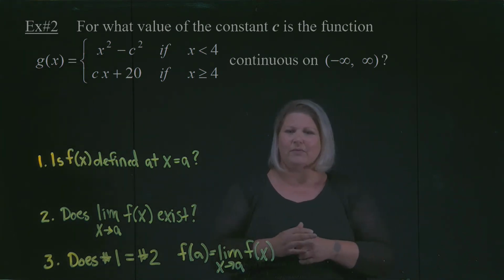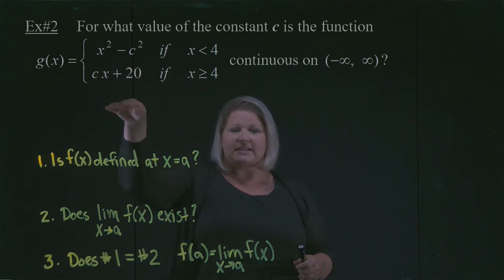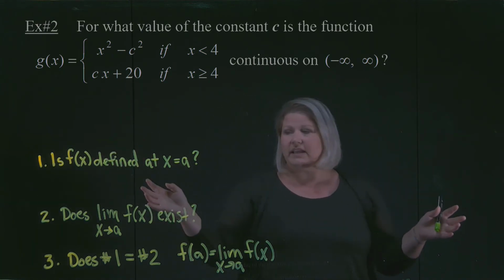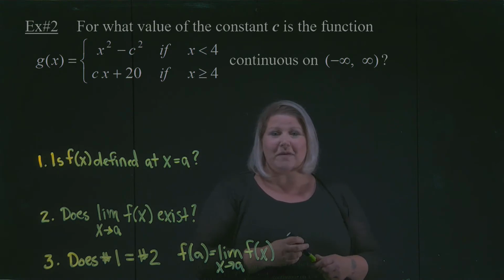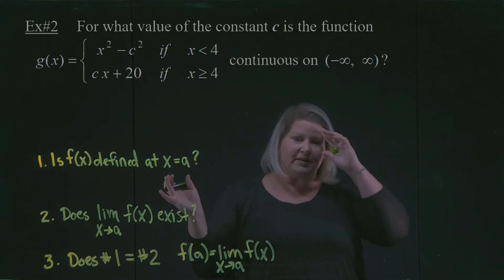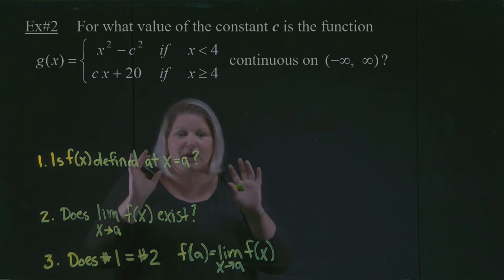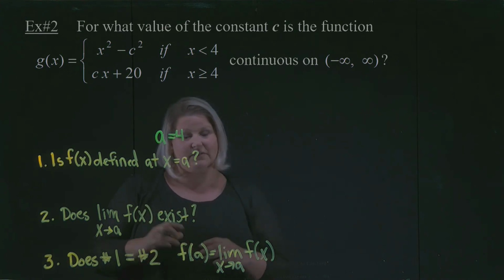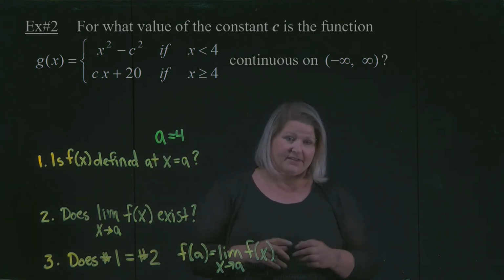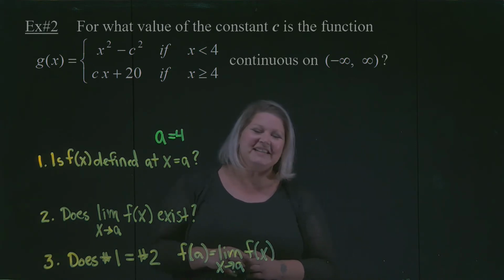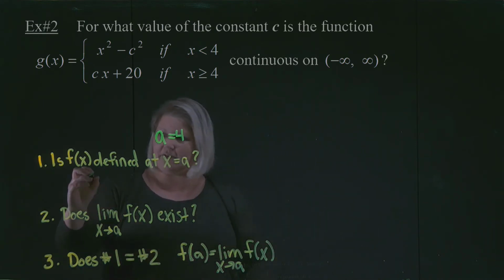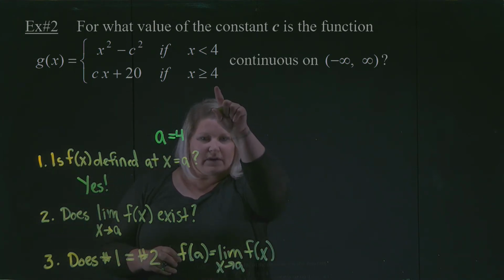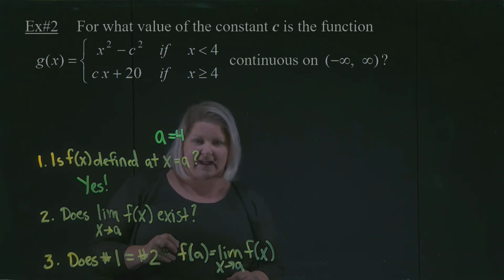Now, why is that okay? Well, keep in mind, no matter what c is, because c is a number, this is a quadratic function, this is a linear function. Normally, the domain of a linear and quadratic function is all real numbers. So right now, we only have to prove, in this case, that a is going to be 4. And that's what we're going to look for to make sure that it's continuous. So is f of x defined at x equals a? Well, yeah, it totally is. Notice the equal to is going to give me the second one. So it is defined. All right.